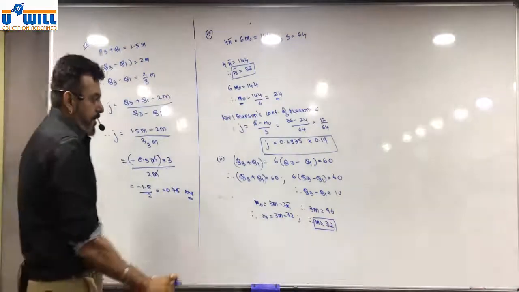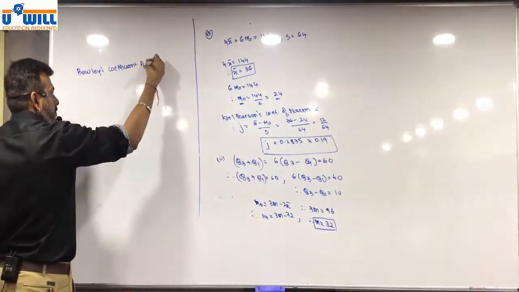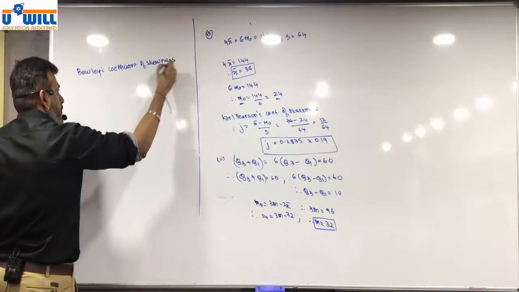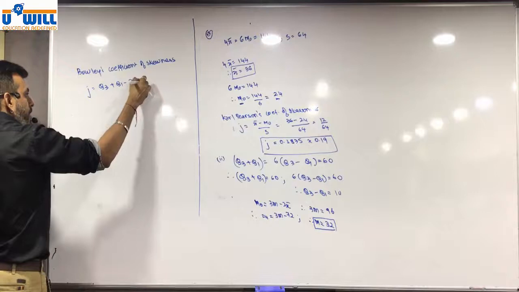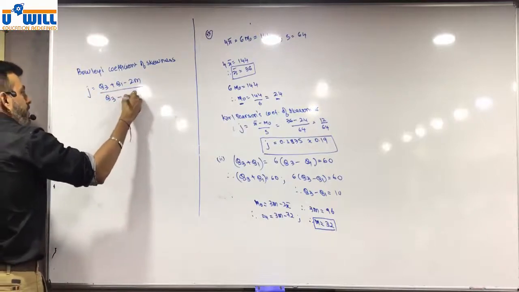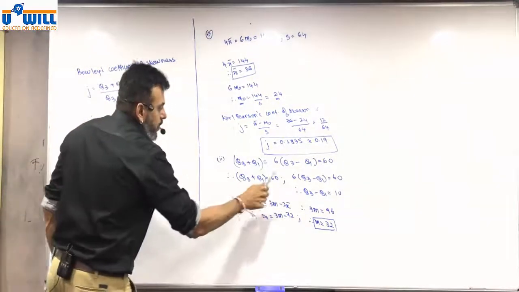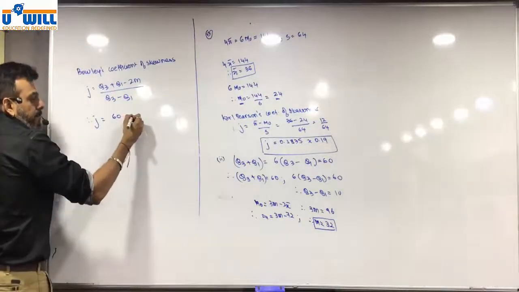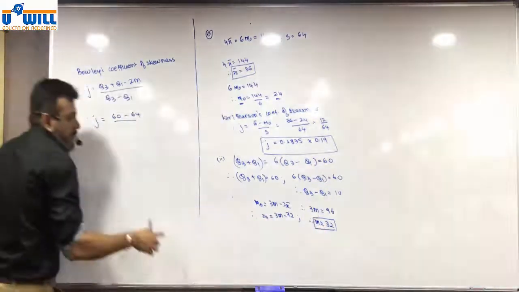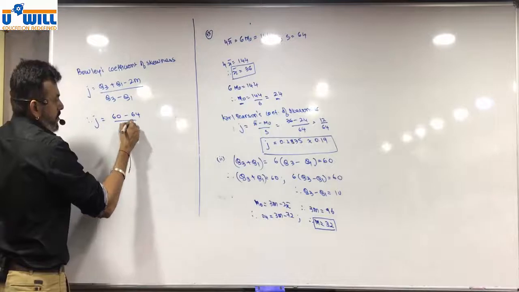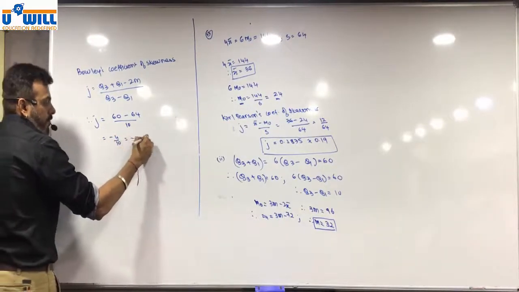We apply the formula now. Bowley's coefficient of skewness, J is equal to Q3 plus Q1 minus 2m upon Q3 minus Q1. Therefore, J is equal to Q3 plus Q1, which is 60, minus 2m, which is 2 into 32, that is 64, upon Q3 minus Q1, which is 10. So minus 4 upon 10, which is equal to minus 0.4.